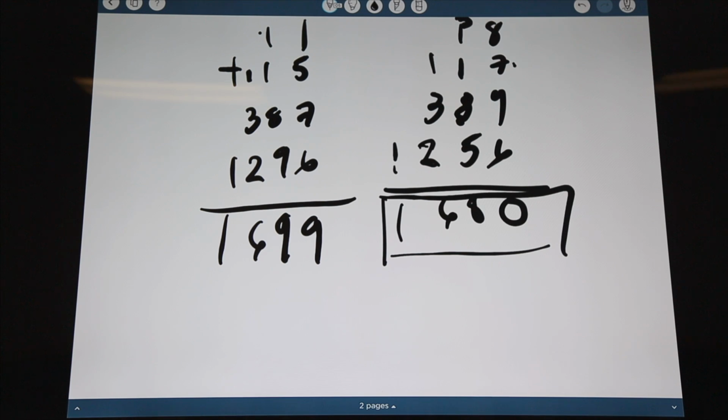Okay, you can do these problems. You know how to add any numbers. You can do as many numbers as you want. Addition, checked.